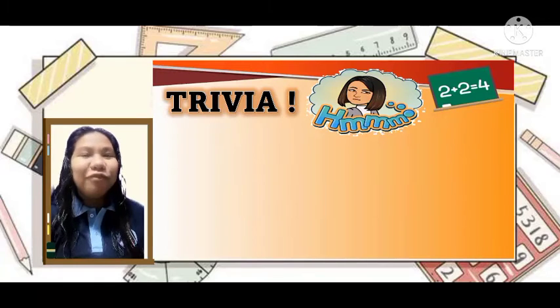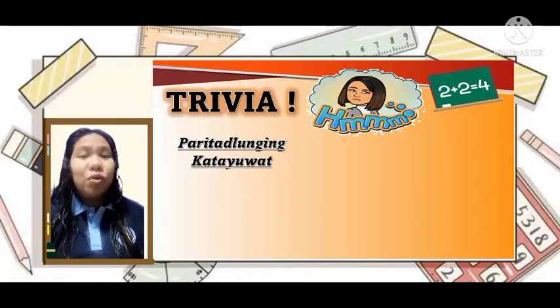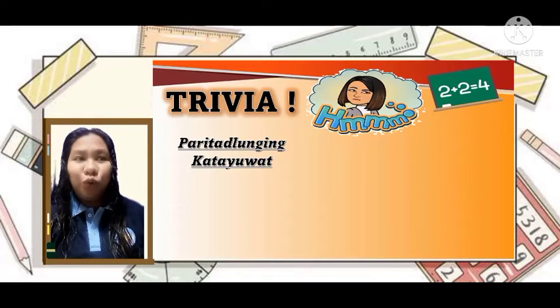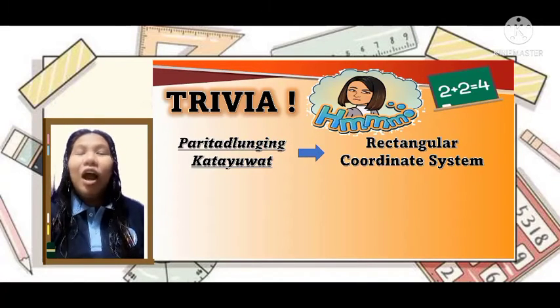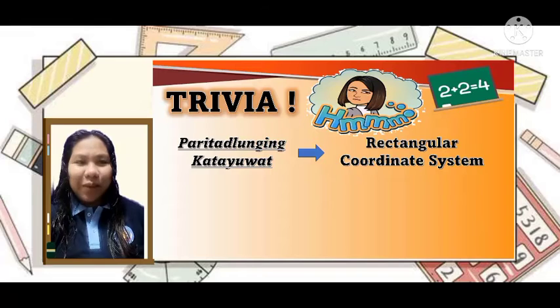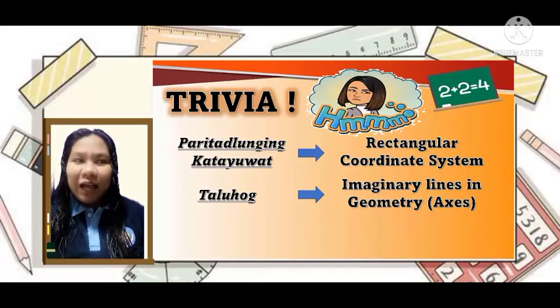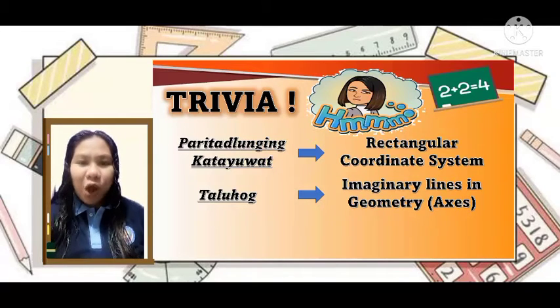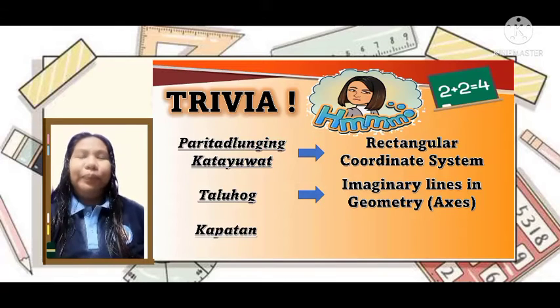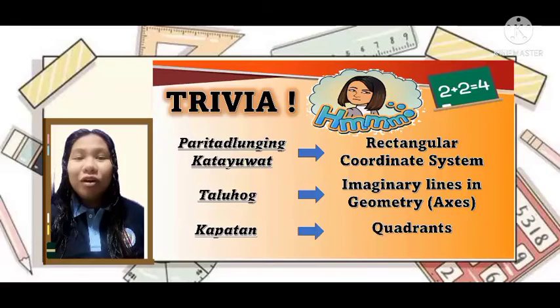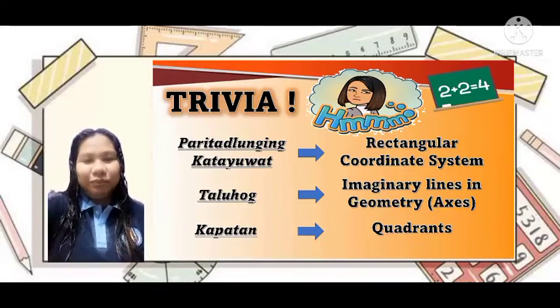Now, let's have a trivia. Did you know that paritadlunging katayuat is the Tagalog word for rectangular coordinate system? Taluhog is the Tagalog word for imaginary lines in geometry, also known as the axis. And kapatan is the Tagalog word for quadrants.